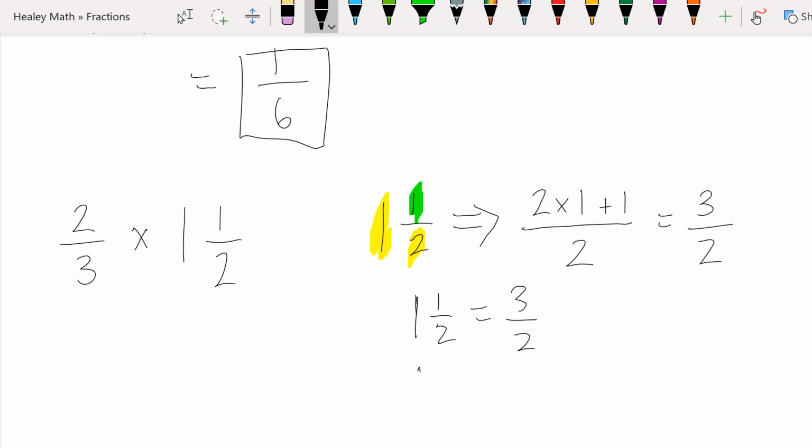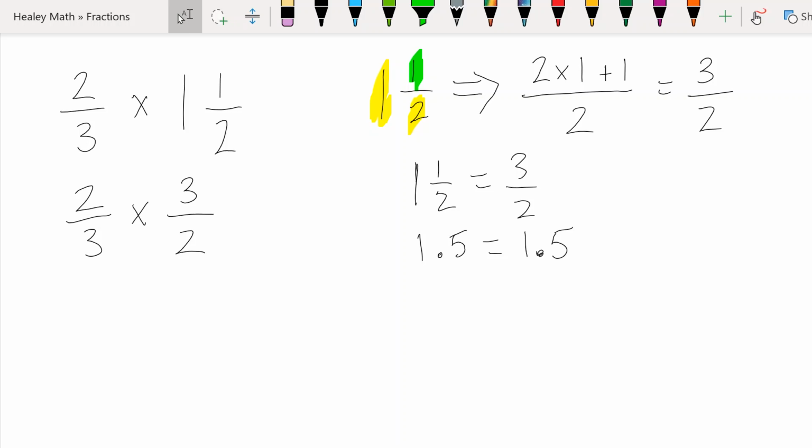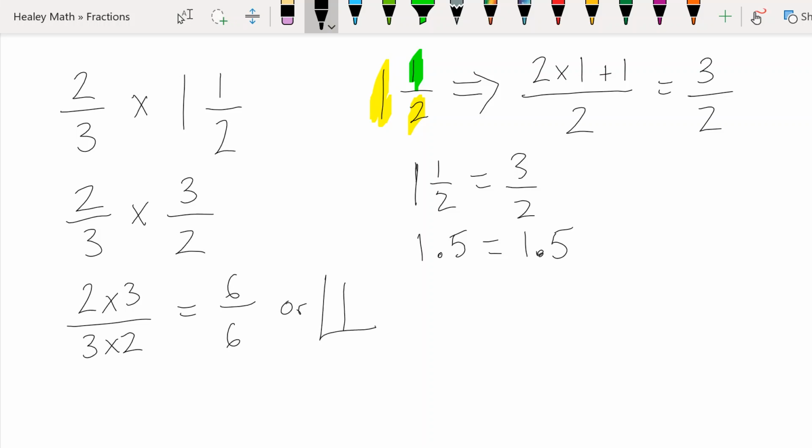And we know that 1.5 is 1.5. And 3 over 2, or 3 divided by 2, is also 1.5. Great. So we can rewrite this as 2 over 3 times 3 over 2. And we use the strategy we did from above. If we multiply the top numbers, we have 2 times 3. And we multiply the bottom numbers. Well, that equals 6 over 6, or 1. And that's our answer.